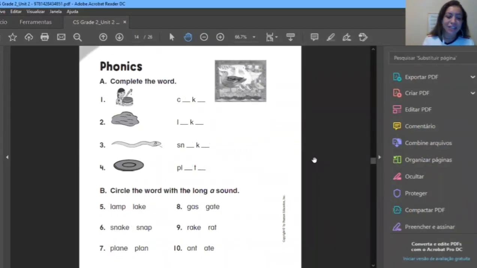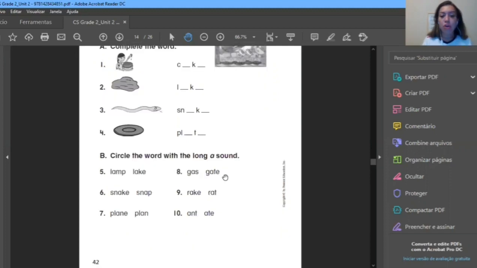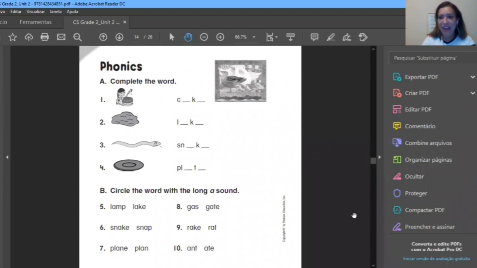Okay, darling, so this is page 97 of your book, all right? Now we can do it. Vamos fazer agora o exercício depois de ver vários exemplos do long A no vídeo, né? Gostaram? Yeah! So, now that you know many words, you know the long A sound really well, let's do this activity. It's on your workbook, page 42, okay?